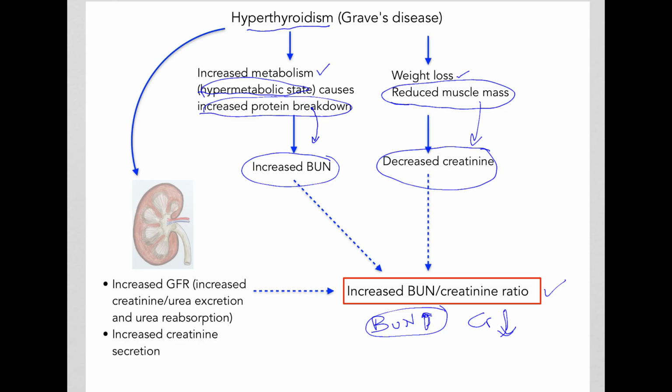Besides that, thyroid hormones also increase GFR. Okay, so there is increased creatinine and urea excretion as well as urea reabsorption, as well as increased creatinine secretion. So all of this is going to increase the BUN creatinine ratio in a patient with Graves' disease.